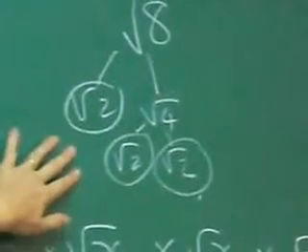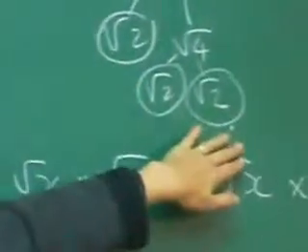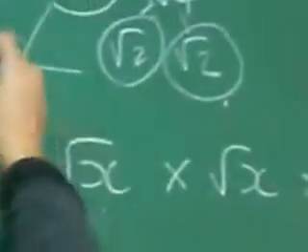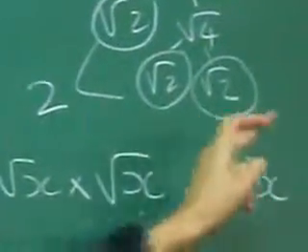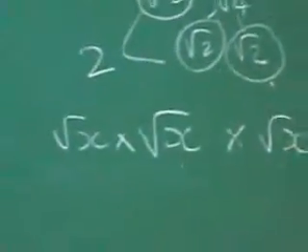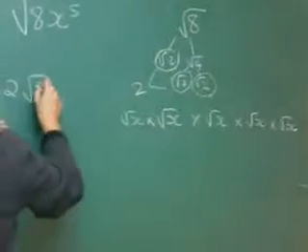Now how many pairs do we have? We have one pair and then the root of 2. So this pair will make 2 and then we have the root of 2. So we're going to rewrite that as 2 root 2.